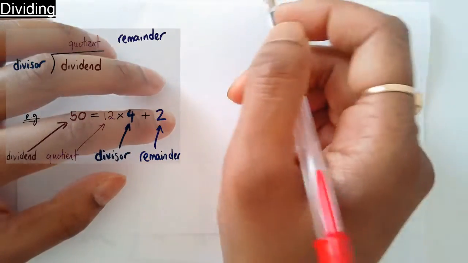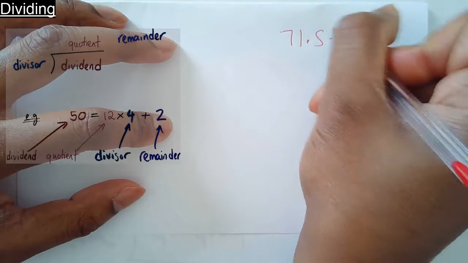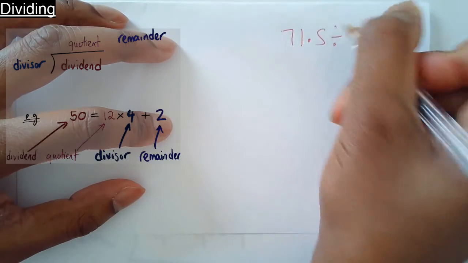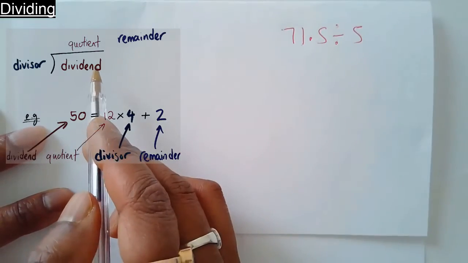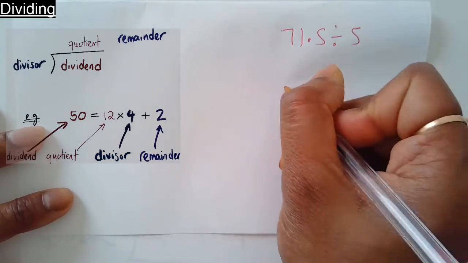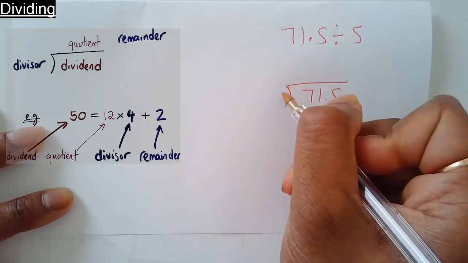Let's try a problem. 71.5 divided by 5. Dividend, divisor. So remember, the dividend is under this symbol. The divisor goes on the outside.